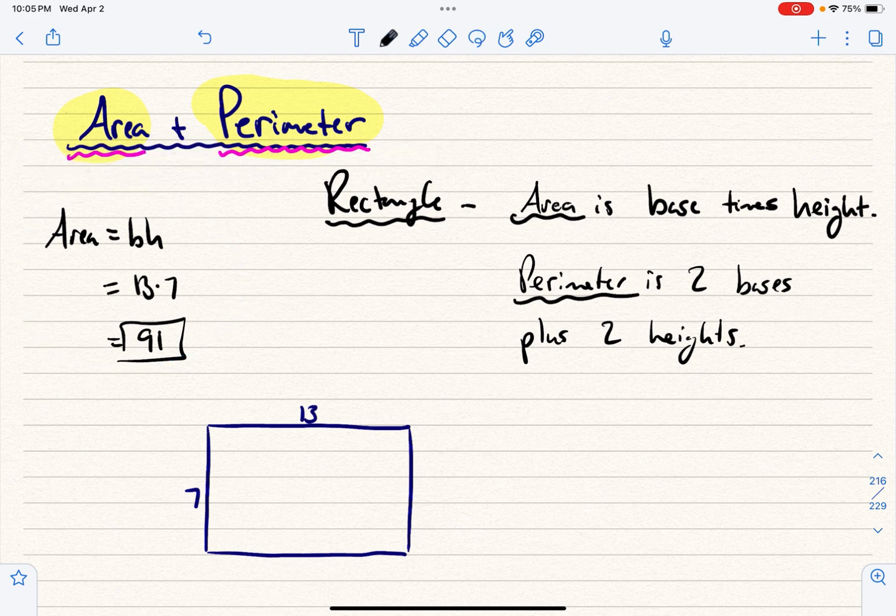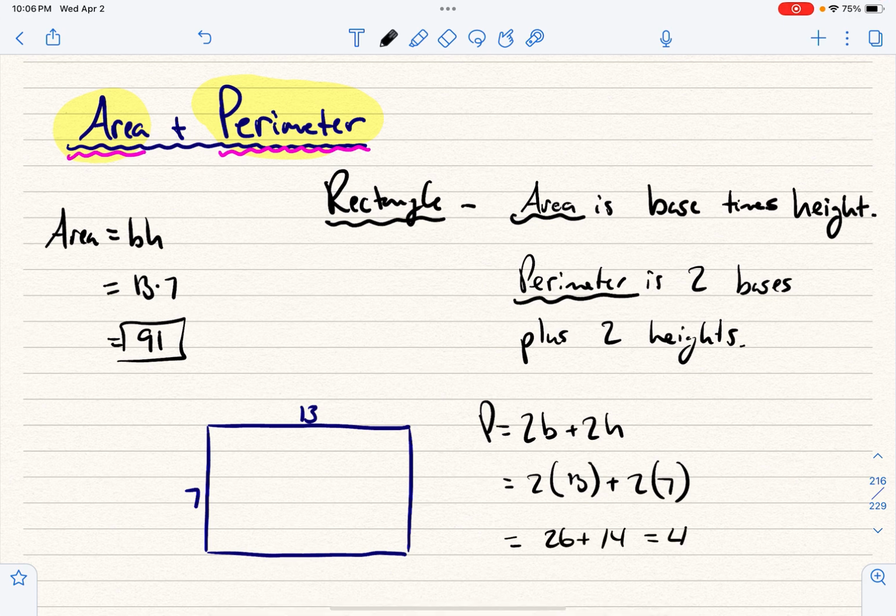And then if I wanted to find the perimeter, I know that the perimeter is equal to 2 of the bases plus 2 of the heights, or length and width. If you want to use those, that's fine. And so therefore you get 2 of the bases, that's 2 times 13, plus 2 of the heights, and that's 2 times 7. 2 times 13 is 26. 2 times 7 is 14. And that gives me a grand total of 40.